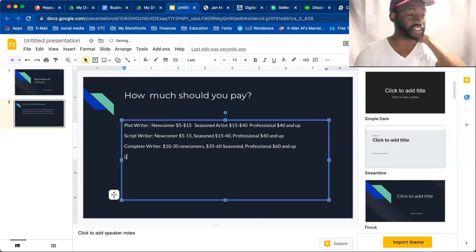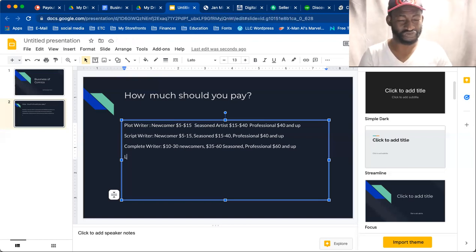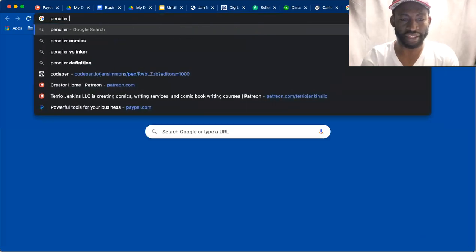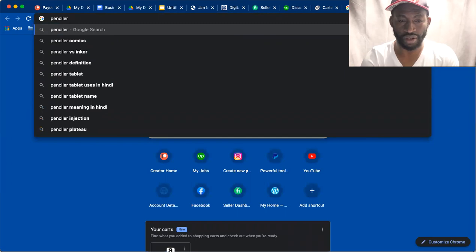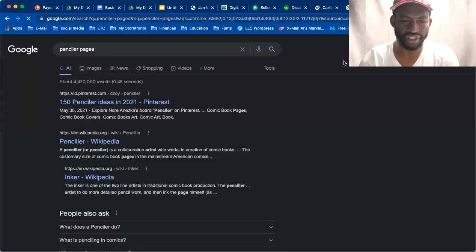Now, when it comes to artists, you can have a layout artist. I'm not going to put that one in here because I think, especially if you go through Fiverr and Upwork and some of these other sites that I'm going to share more in depth, your penciler is going to do the layouts themselves. So we're just going to look at the penciler. For those of you that don't know, a penciler is the person who draws the comic book, but they don't ink it. So it looks very rough in the beginning. So penciler sketches. Penciler pages. Let's do it that way.